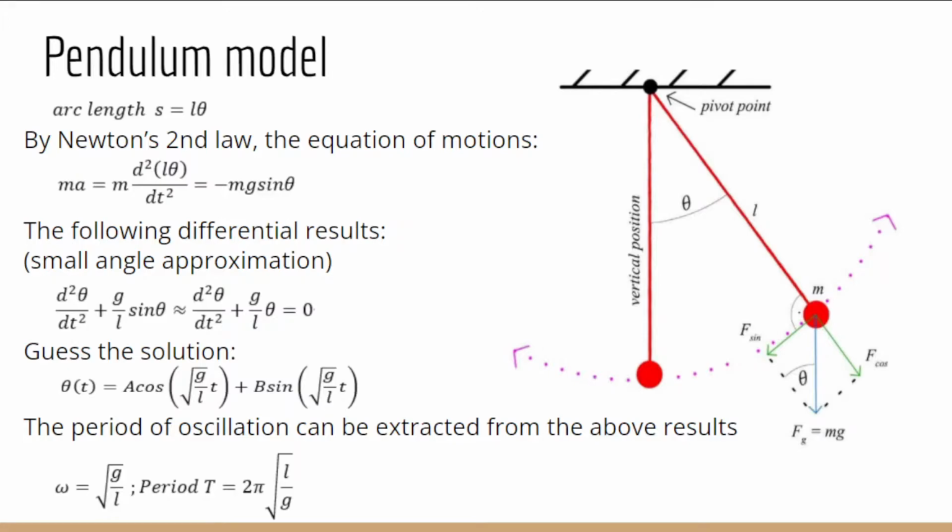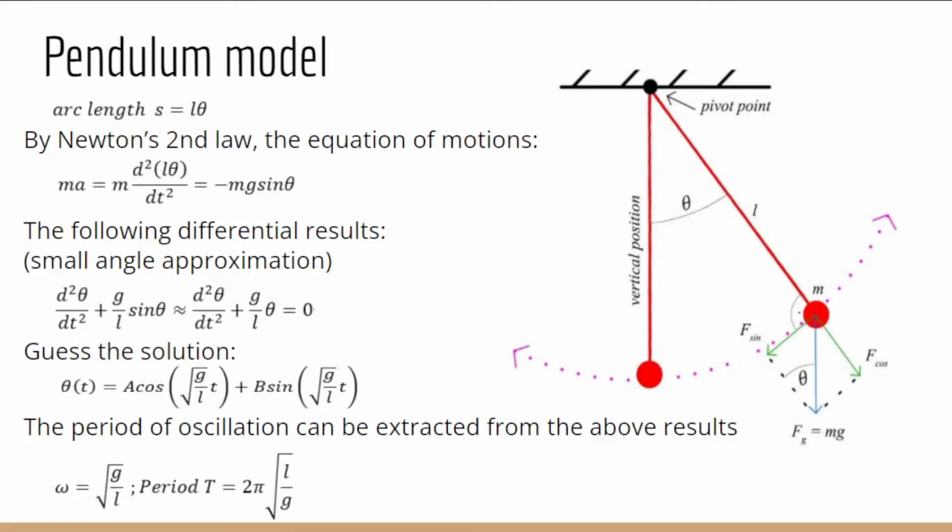I'm going to introduce the pendulum model. First, I have to introduce the arc length, and I use the symbol S for arc length. S will be the rod length L multiplied by theta.